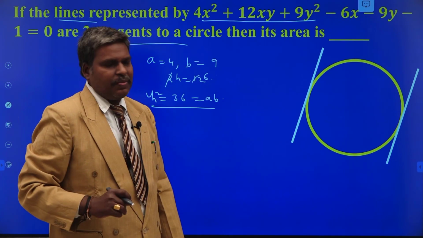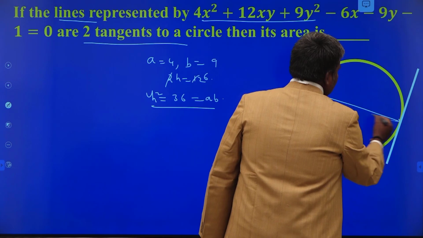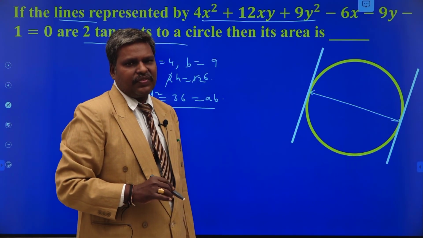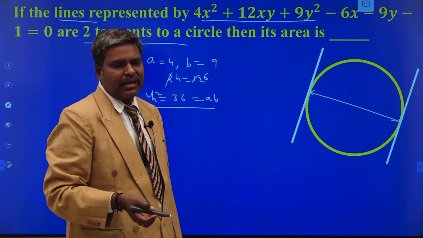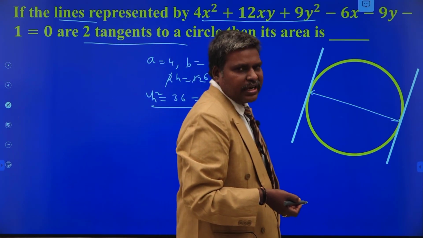The situation may be in this manner. So the distance between the two parallel lines is nothing but your diameter. Am I correct or not? Once you get the length of the diameter, can you write the radius or not? Yes, you can write the radius of the circle. Once you know the radius, can you write the area or not?